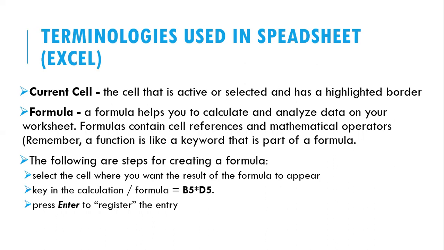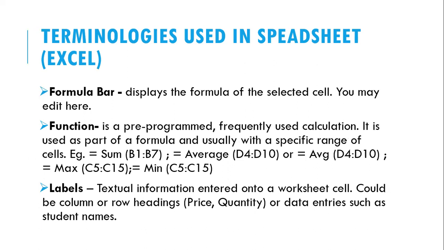Now the following are just a few of the steps for creating a formula. You have to select the cell where you want the result of the formula to appear. Then key in the calculation or formula, for example, B5 star T5. Then you press enter to register the entry. So that's how you can put a formula in your Excel. Formula bar: this displays the formula of the selected cell. You may edit here, so you can edit in the formula bar. You'll see later on where this formula bar is.